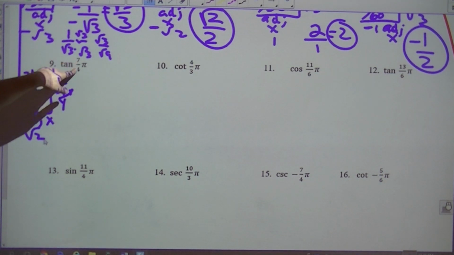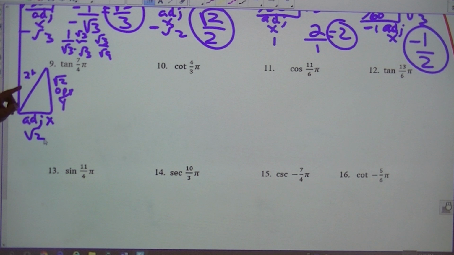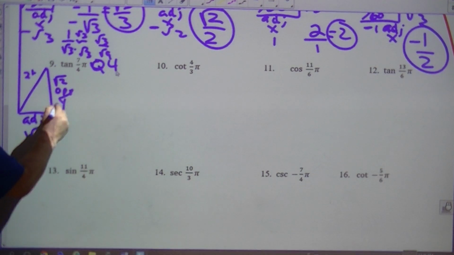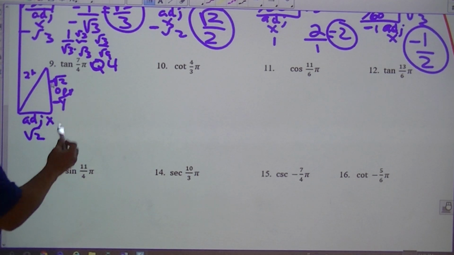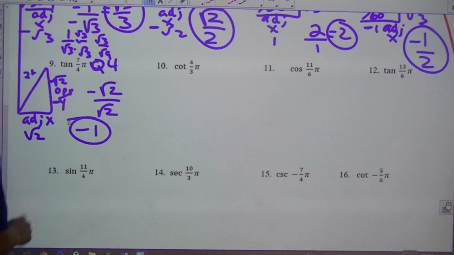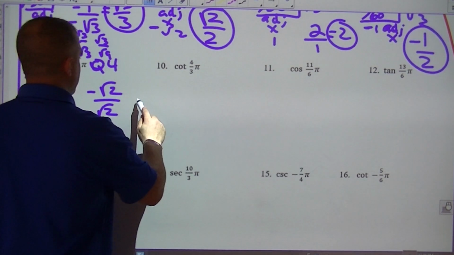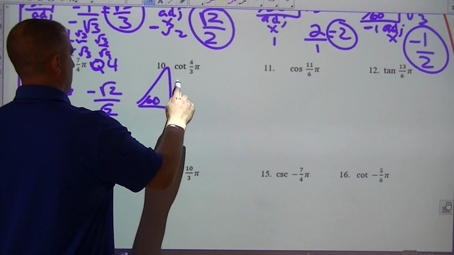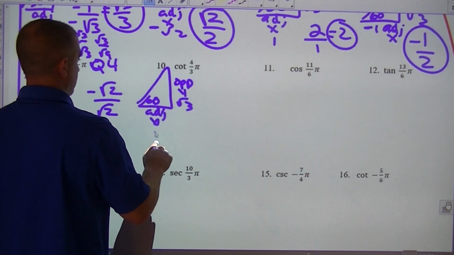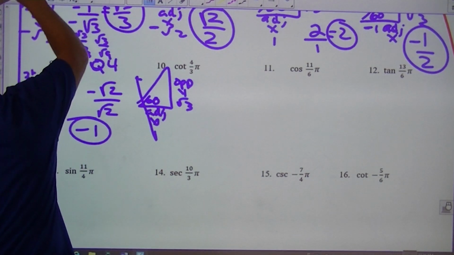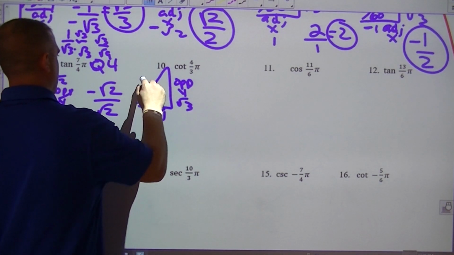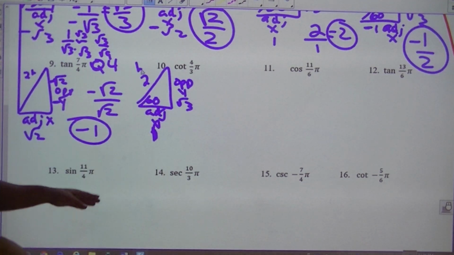Since it's more than 1 away, this is going to end up being quad 4, which would make this y negative. So what I got is tangent would be negative square root of 2 over square root of 2, which will end up being negative 1. Cotangent, that's going to be a 60-degree one.